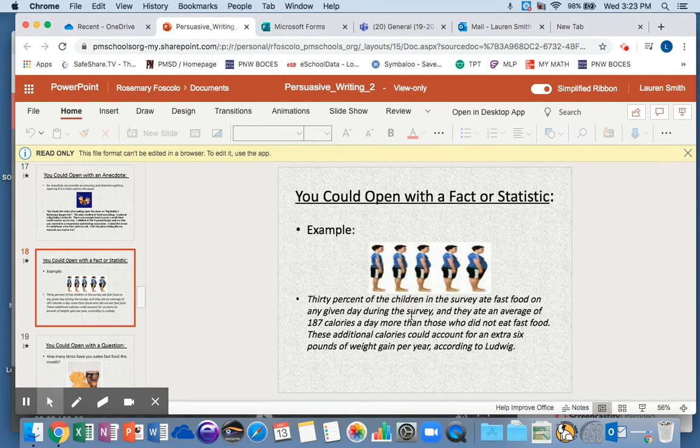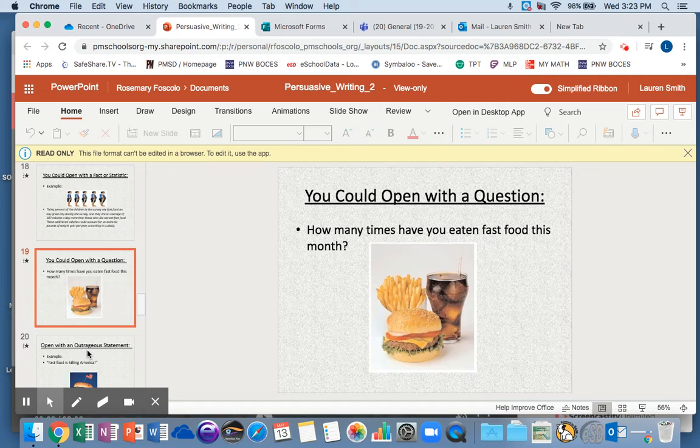You could open with a fact or statistic. 30% of children in the survey ate fast food on any given day during the survey, and they ate an average of 187 calories a day more than those who did not eat fast food. These additional calories could account for an extra 6 pounds of weight gain per year, according to Ludwig. So remember, when we say it's according to someone, we're giving them the credit, okay? You could also open with a question. How many times have you eaten fast food this month? Because it gets the people thinking about the topic.